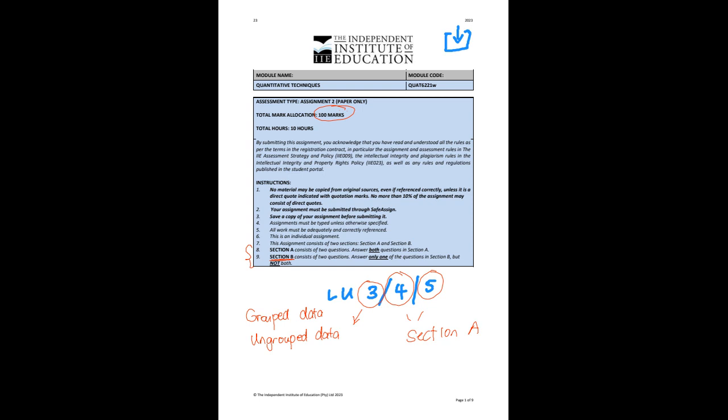So section A is completely compulsory, based on learning unit 4, which is your linear regression and correlation analysis, and learning unit 5, which is your basic probabilities. Then you have your grouped data and ungrouped data, which is learning unit 3. This is section B, and you'll just choose one of them.